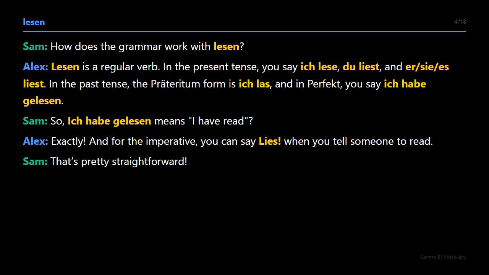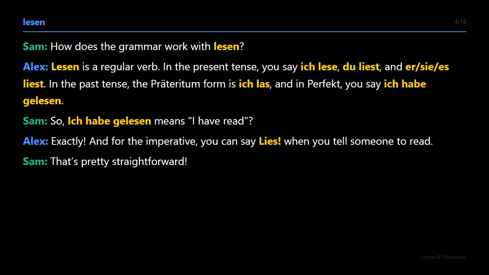In the past tense, the Präteritum form is, ich las, and in the perfect, you say, ich habe gelesen. Ich habe gelesen means I have read. Exactly. And for the imperative, you can say, lies, when you tell someone to read.